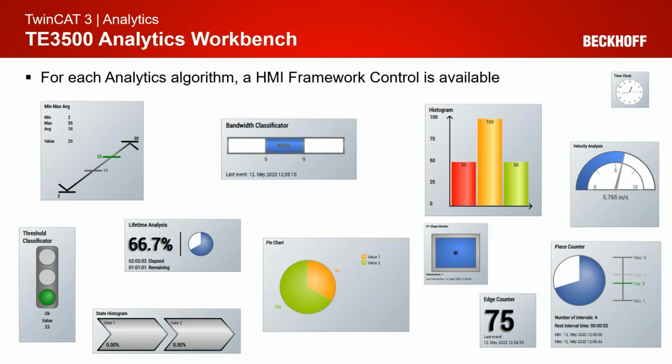We have gauges, we have pie charts, and we also have animations for the shape monitors. So if we have a rectangular shape, we have an animation showing whether it is inside or outside the shape. So you see a lot of things are possible with these controls. The text inside the control, here in English, like last event, for example, or here value, is also available in several languages. So we have different languages and translations ready to use for these controls.